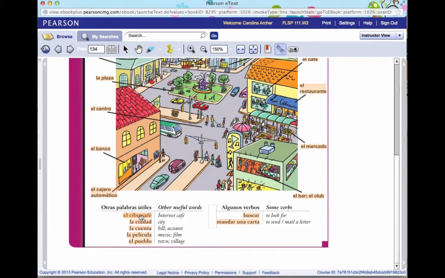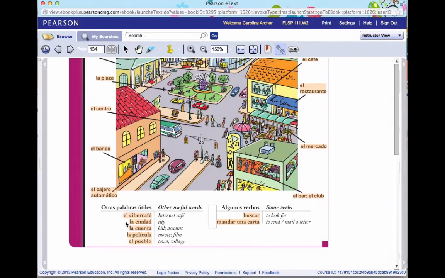El cibercafé would be like an internet cafe where you can go and use the internet, and this is something that is very common in big cities in Latin America, because not a lot of people have computers at home, so they go to an internet cafe, el cibercafé. Okay, it's becoming more common for people to have computers at home, but a few years ago they were everywhere.